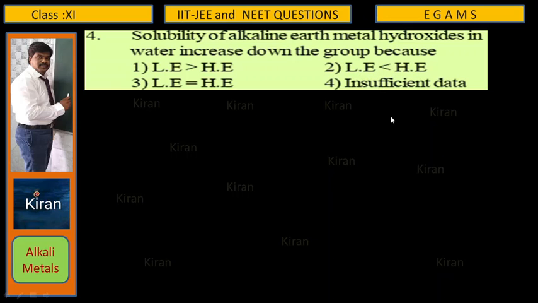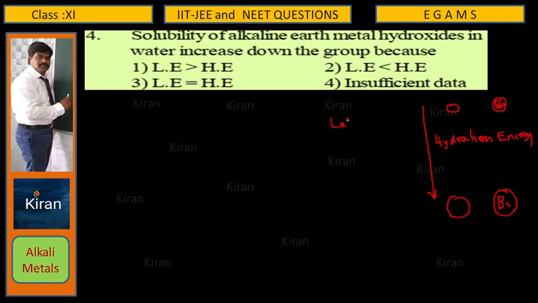In any group from top to bottom, atomic size increases. The lithium ion is a smaller ion and cesium ion, the last one, is the bigger. When you go to alkaline earth metals also, beryllium is the smaller atom, and barium and radium have very big atoms. Atomic size increases means what will decrease? Hydration energy decreases. At the same time, lattice energy also decreases. Remember students, lattice energy also decreases.